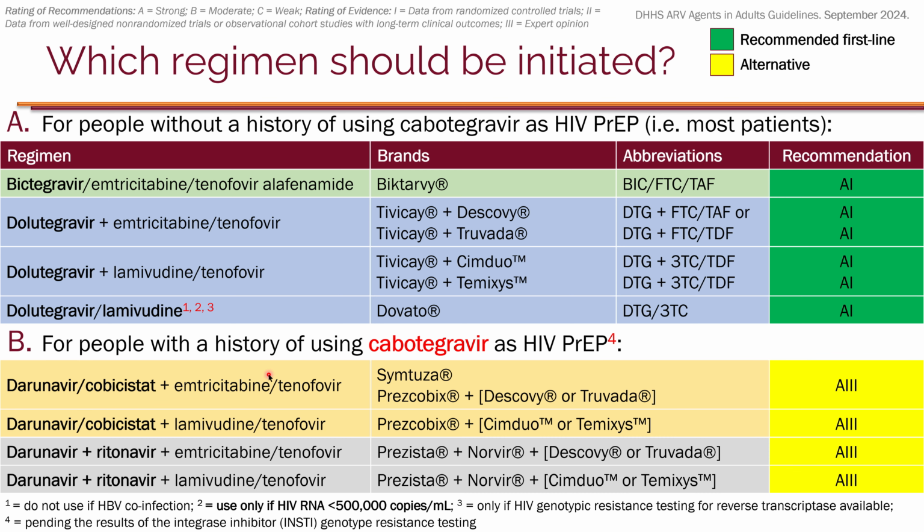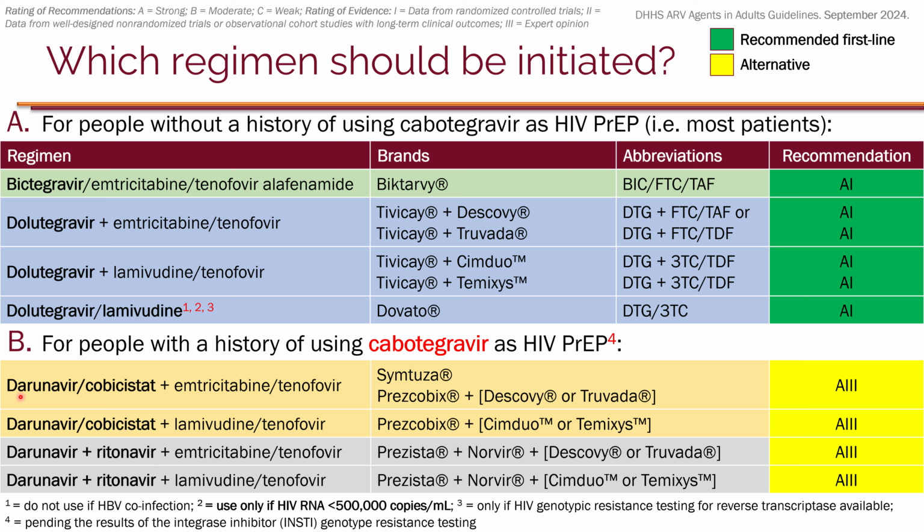Now, for people who have a history of using cabotegravir as HIV pre-exposure prophylaxis, so essentially cabotegravir is an integrase inhibitor, and patients were taking it to prevent getting HIV, and they got HIV anyway because they could potentially have integrase inhibitor resistance. For these patients, we do need the results of HIV resistance testing before we can start these first-line recommended regimens. In the meantime, if we are to start ART while we wait for the results of the resistance testing, it is recommended to use a boosted darunavir regimen for these patients.